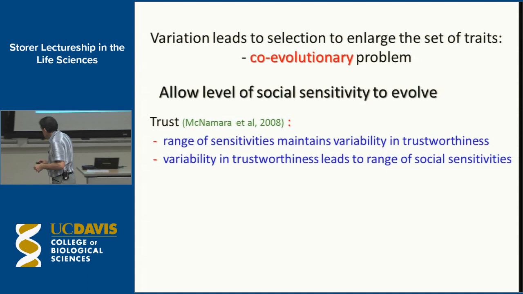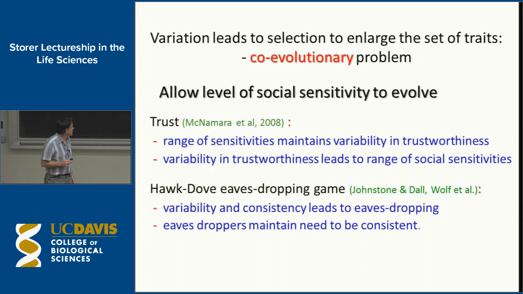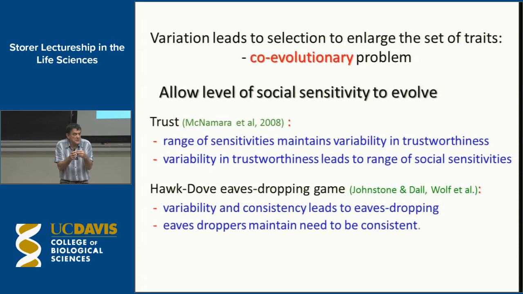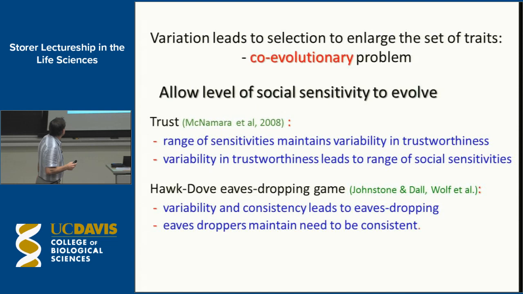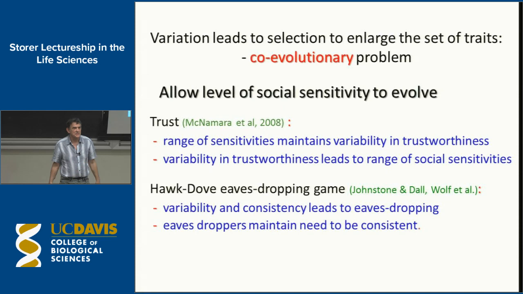There are other things. There's, for example, Rufus Johnson and others, their eavesdropping model is about social sensitivity. In their model, variability and consistency leads to what's called eavesdropping by some individuals. In other words, they pay the cost of actually looking at what others are doing. And then eavesdroppers maintain the need for individuals in the population to be consistent in what they do.